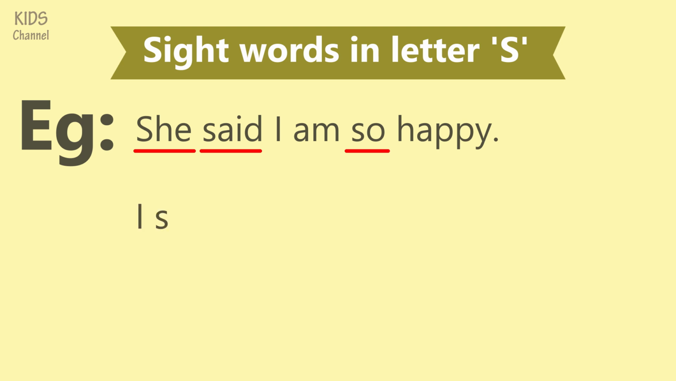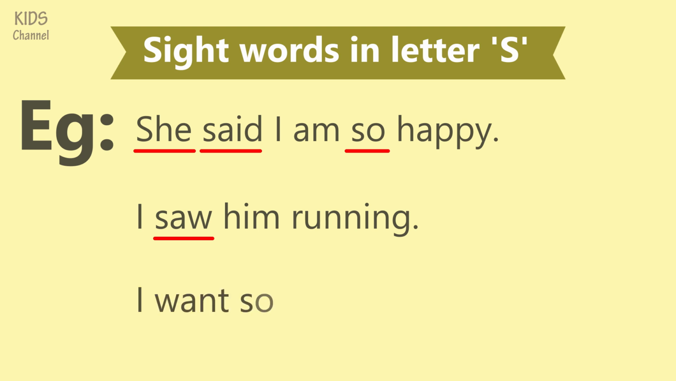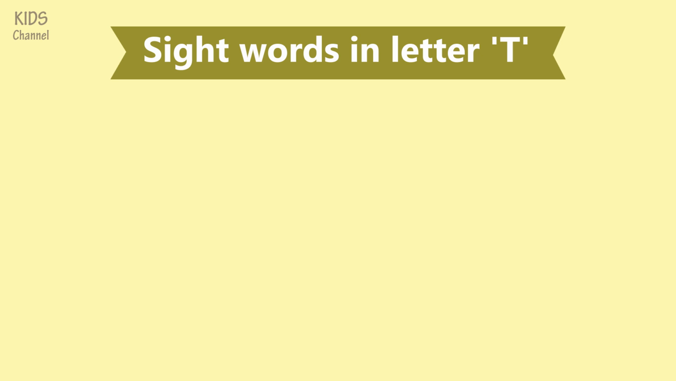Example 2. I saw him running. Here, saw is a sight word in letter S. Example 3. I want some fresh fruits. Here, some is a sight word in letter S. From the above examples, she, said, so, saw, some are the sight words that you can identify from the letter S.